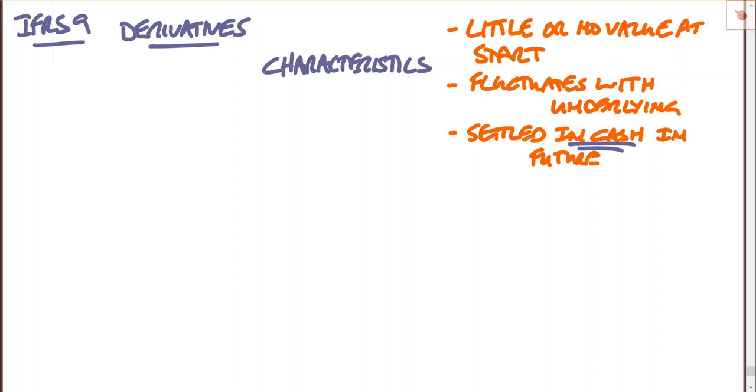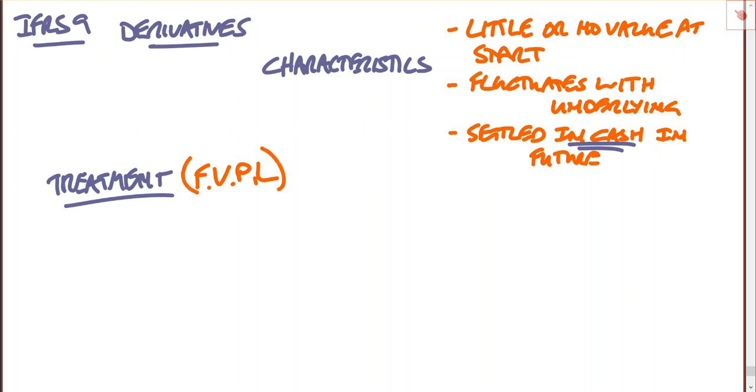So if you think about the treatment on this, it's related to those characteristics. The treatment on derivatives is pretty much always fair value through profit and loss. The only time it isn't is when it's part of a hedging relationship, which we'll look at in a separate session. The treatment is fair value through profit and loss, and because it's got that little or no value at the start, it starts at a value of zero. So you bring it into the accounts at zero.